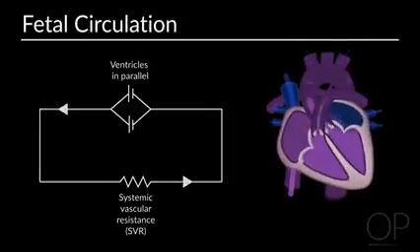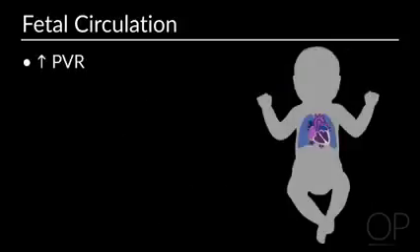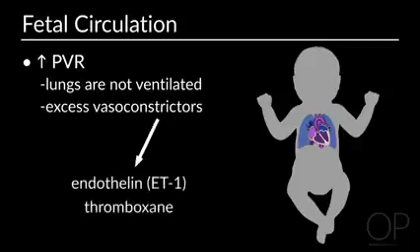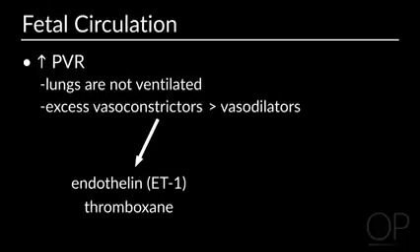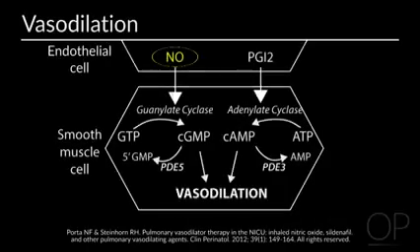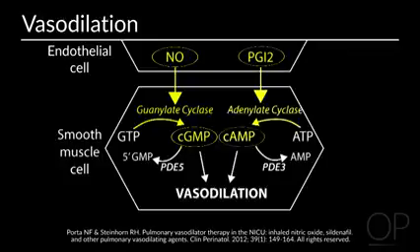During fetal life, pulmonary vascular resistance is high because the lungs are not ventilated, but also because there is a relative excess of vasoconstricting agents like endothelin and thromboxane with respect to the vasodilating agents. The main vasodilating agents are nitric oxide and prostacyclins. Nitric oxide increases the levels of cGMP, while the prostacyclins increase the levels of cAMP into the smooth muscle cells.